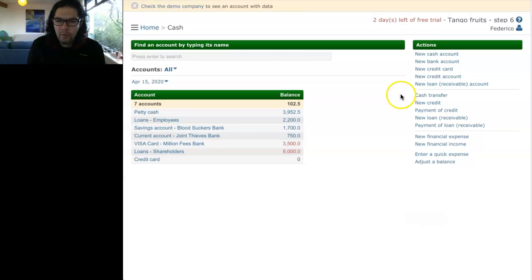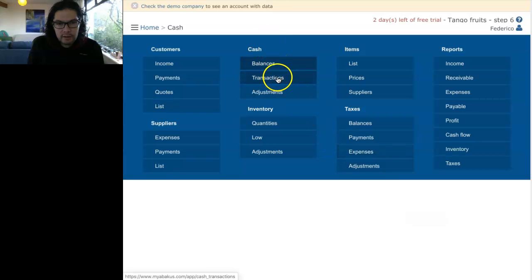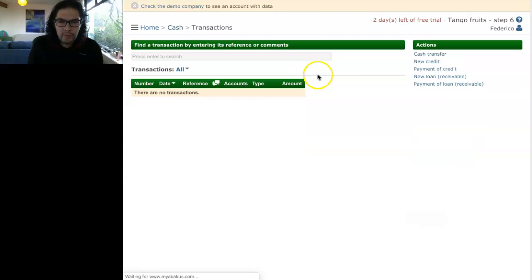So if we were to do this here, we will immediately see the impact of each transaction on the cash balances, which is useful. But I want you to see where these transactions are in the system. So I'm going to go to the cash transactions page, and I'm going to do it here. We're talking basically about the same actions.